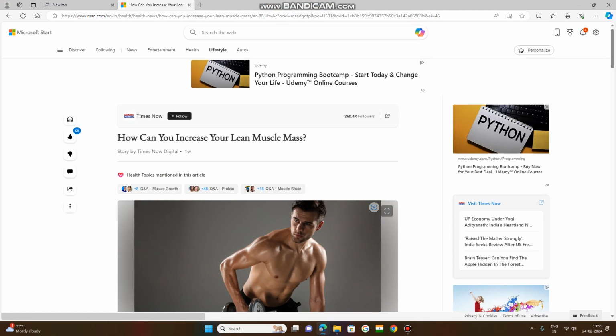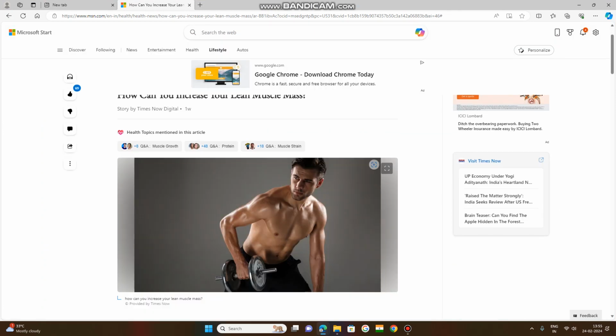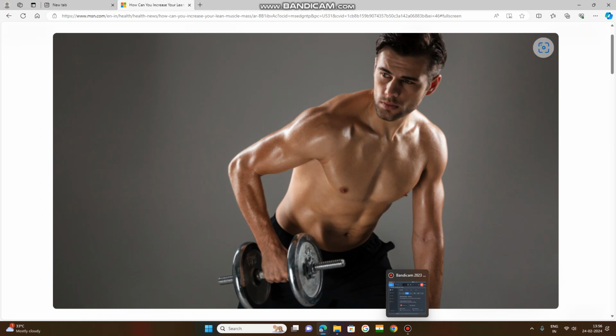So now let us discuss lean muscle mass. If you want to make yourself very lean, rather than fatty, you need to maintain your muscle mass, like this. If you want to get this type of posture, see how he is looking so lean, and there is no fat content here. Everything, the ribs, beneath and beside the ribs, he is looking so lean.